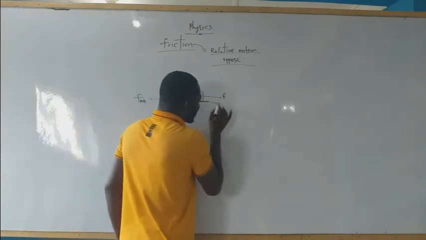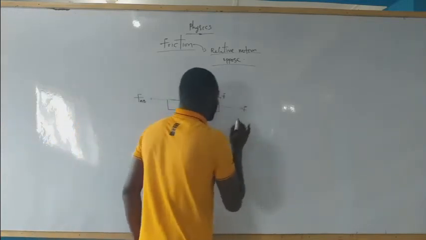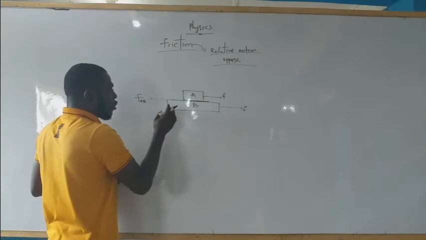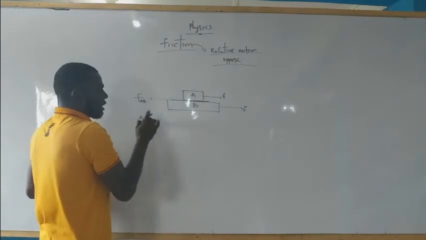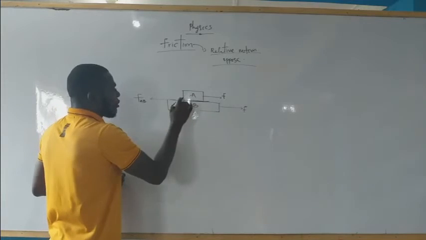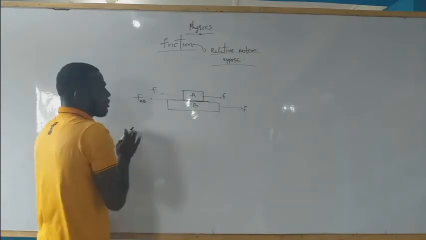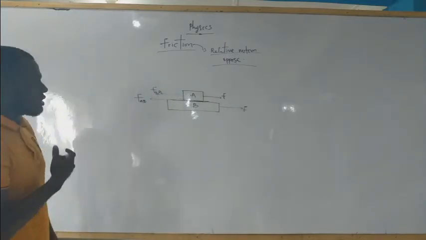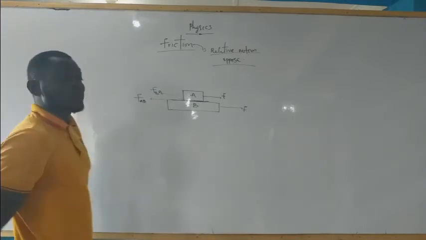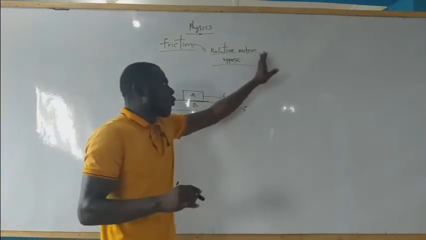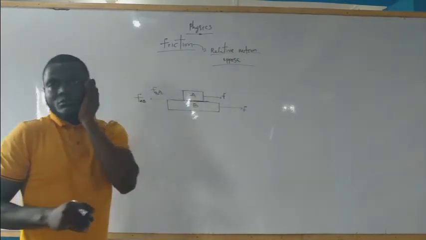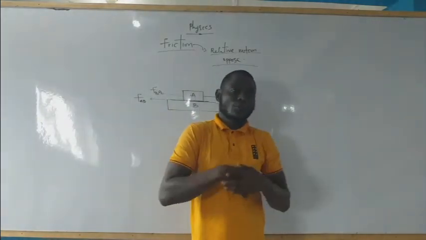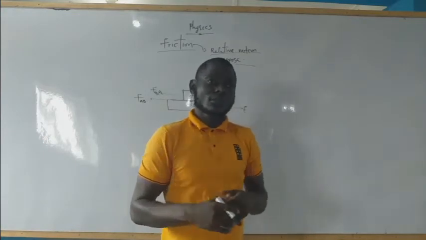What about if we try to pull B with a certain force? There will be a frictional force also opposing this. That will be the frictional force on B due to A. So friction means relative motion oppose. Friction opposes motion.